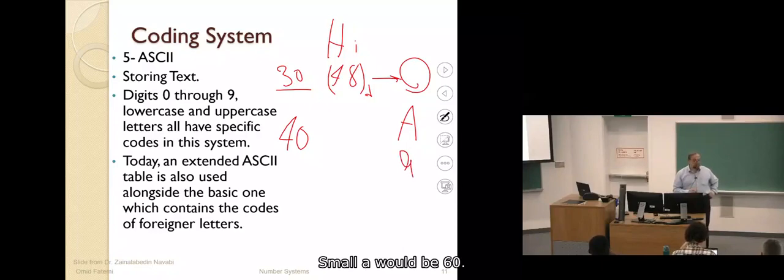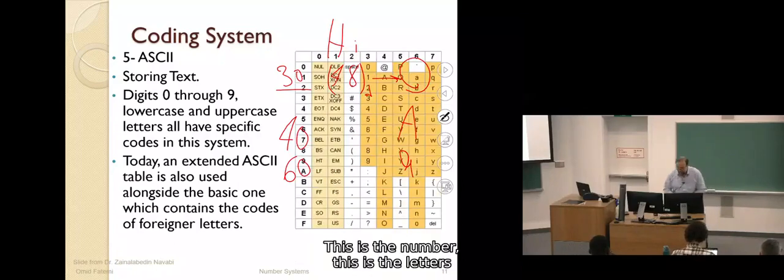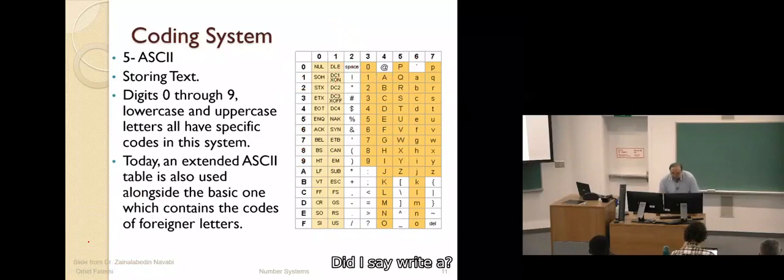Small a would be, I guess, 60. I have the table on the next page. So 96. 96 is the value for a small a. Oh, okay, it's here. This is the letters and the corresponding numbers. Did I say right? A is 41. I got it right. 41 is A, not 40. 40 is the at sign. And small a is 61, 97.